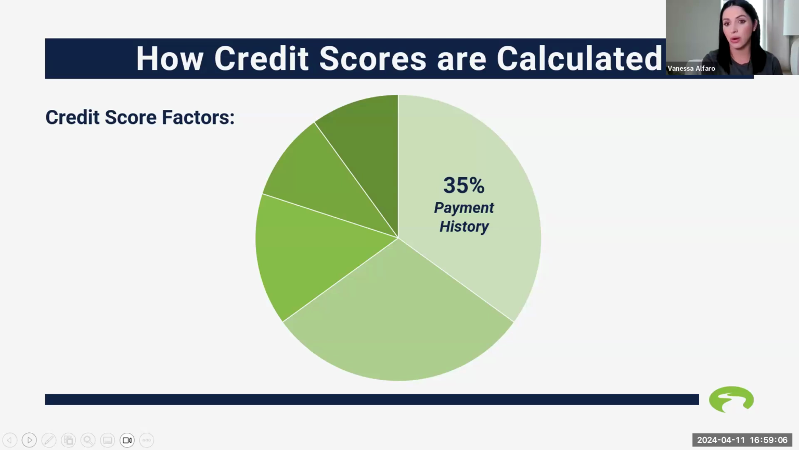And that might even be one of the things that you look at that you maybe want to dispute. Maybe something that happened 7 years ago is still reflecting on your credit. That could be something that you dispute. But 35% of your score is based on your payment history and paying on time.